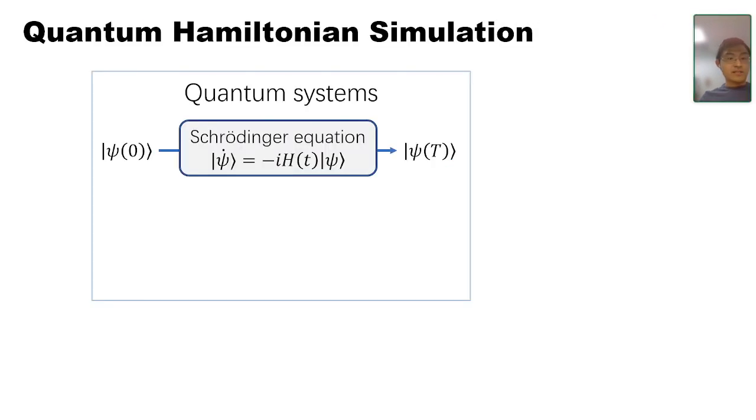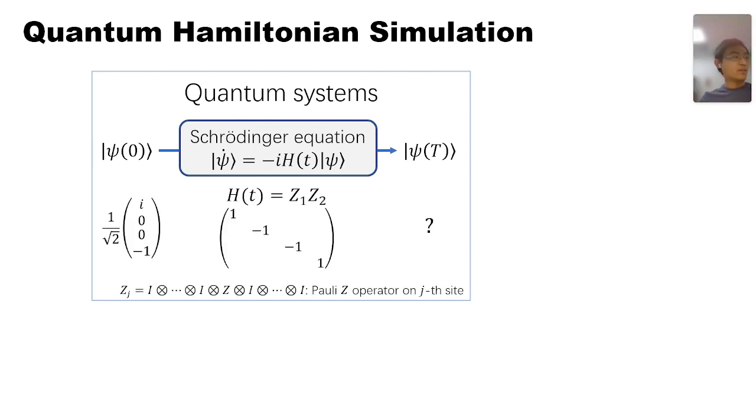Let's start with the basic knowledge of quantum Hamiltonian simulation, in case some of you are not familiar with it. The evolution of a quantum system obeys the Schrödinger equation, which is an ordinary differential equation. A quantum system is governed by a Hamiltonian, H(t), essentially a Hermitian matrix function changing over time. We have a minimal example here. Two qubits are in a system, and initially the state is psi naught, a four-dimensional complex vector. The Hamiltonian H(t) here is Z1 Z2, which is a diagonal matrix.